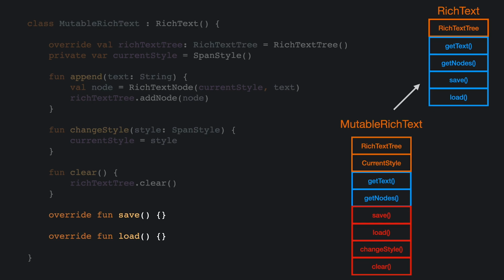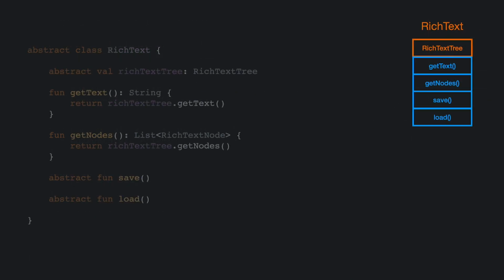So what we can do in this situation, maybe we can choose to throw an exception or just keep them empty, but this is not a good code and it's not a good practice because when we call this method, we are expecting something to happen. So let's see how we can fix this. Let's move to our RichText abstract class.